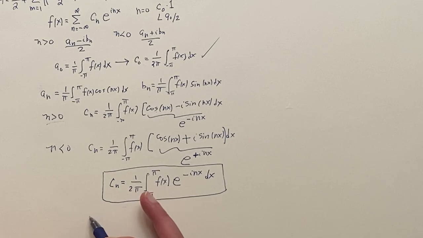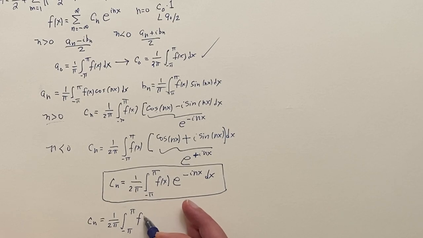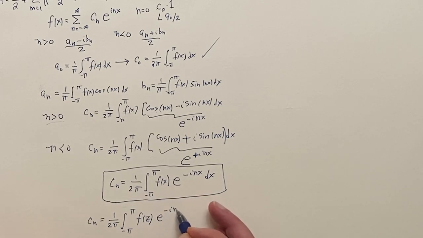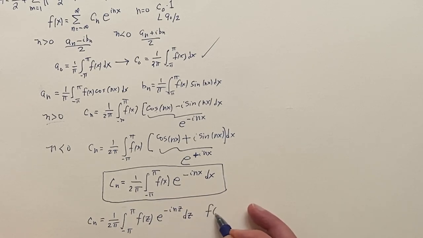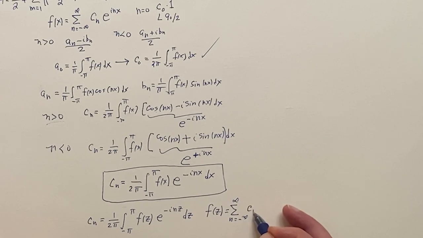And for notational purposes, I'm going to be changing the variable in a second. So I'm going to rewrite this where I go from minus pi to plus pi. I'm going to put here f of z, e to the minus inz dz, and then the equation we started with, if we go the other way, this is the sum n from minus infinity to plus infinity, cn e to the inz.